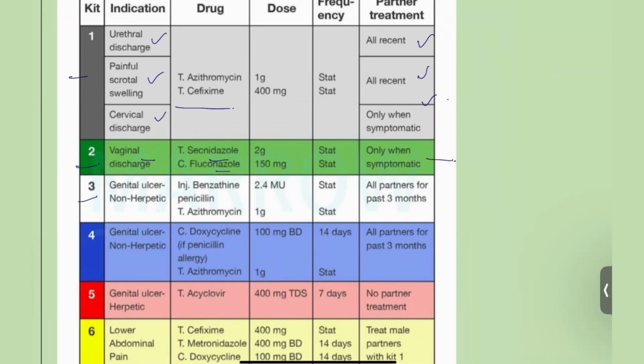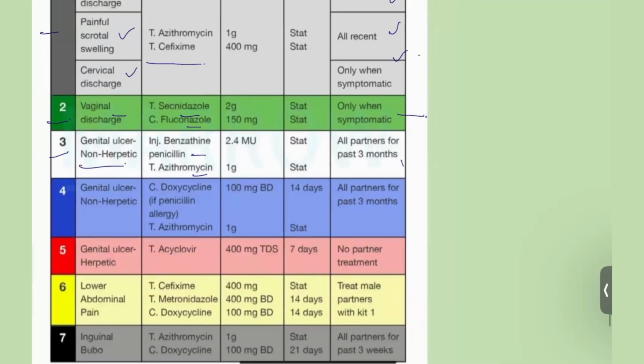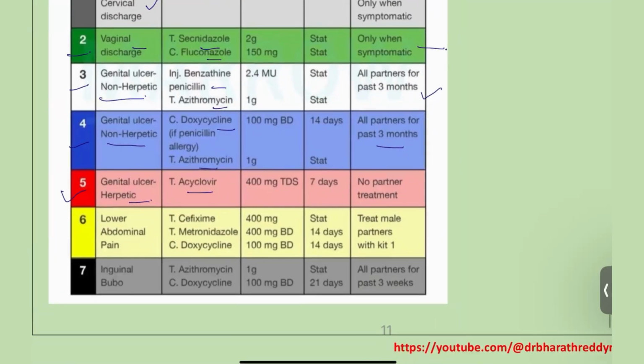Third one, white kit, genital ulcer which is non-herpetic. So benzathine penicillin or azithromycin can be given for the patient, and partners are also treated. Next, blue one is for the non-herpetic ulcer, again given with doxycycline and azithromycin. Again, partners are also treated. Next, red kit for the herpetic type, acyclovir antiviral is given. No partner is treated for this patient. Next, sixth one, lower abdominal pain: cefixime, metronidazole, doxycycline, and partners are also treated here.